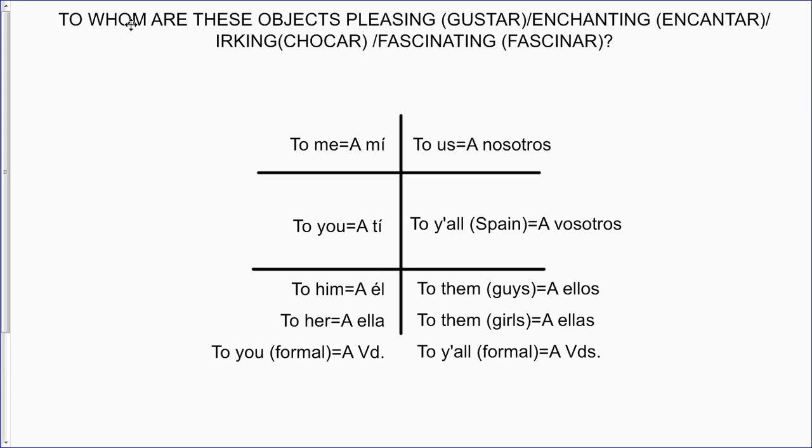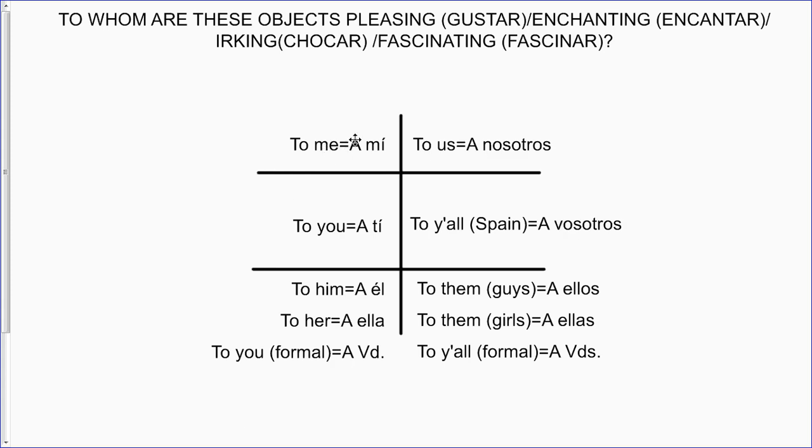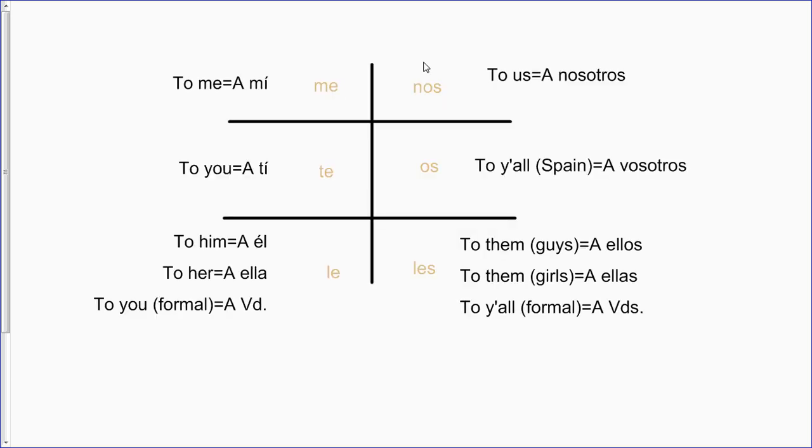So we need to also talk about to whom these objects are pleasing, because you can't just end with this. If you just end by saying the pizza is pleasing, you're like, to whom? Who's the person that likes pizza? So we need to talk about that. We're going to start our sentences with these phrases. A mí, a ti, a él, a ella, a usted, a nosotros, a vosotros, a ellos, a ellas, a ustedes. This is how we're going to say to whom these things are pleasing. And we actually have to add one more thing.